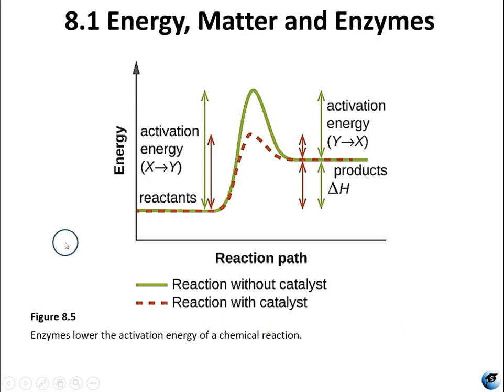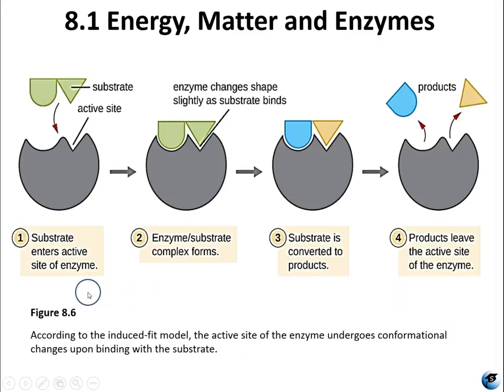This is figure 8.5, showing how enzymes lower the activation energy of a chemical reaction. So if the green line here is the energy required for a reaction without an enzyme, then the red line here is the energy required with an enzyme. So it goes a lot faster with an enzyme. Figure 8.6 is showing how the induced fit model works. So we're looking at enzymes, substrates, active sites, products, all of this jargon. This figure shows very nicely what everything is.